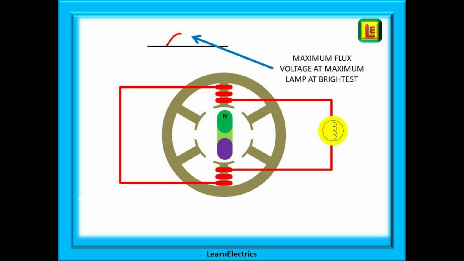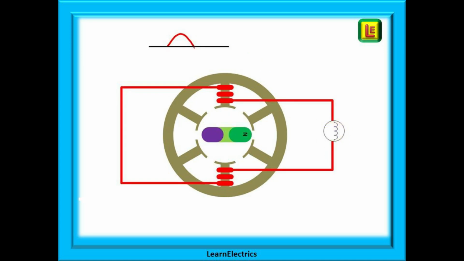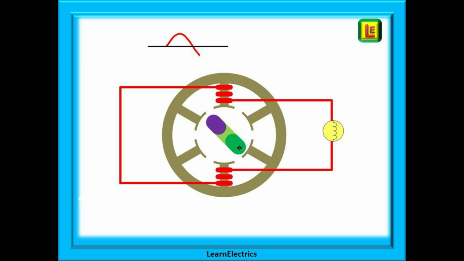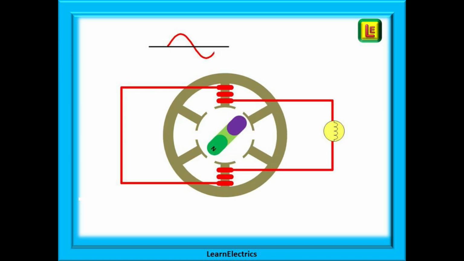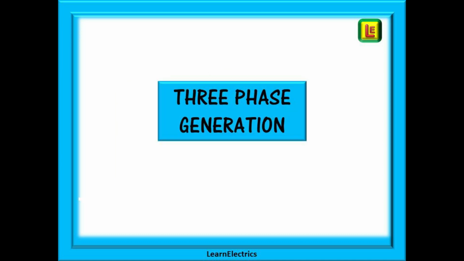This process continues, the lamp continually brightening and dimming as the voltage fluctuates. But it is happening so fast that our eyes only see one bright light burning constantly. Let's look at the rotation. And this process will keep repeating itself 50 times a second. We can look at three-phase generation next.